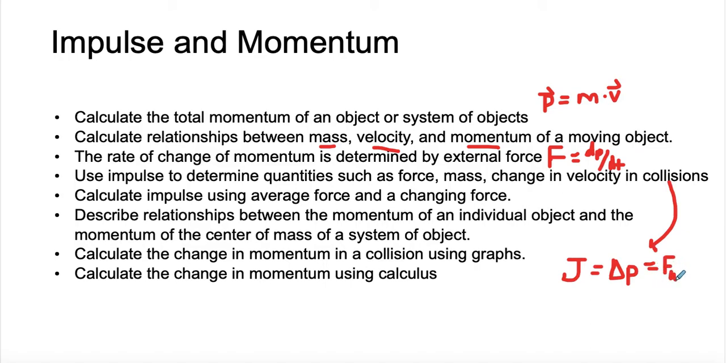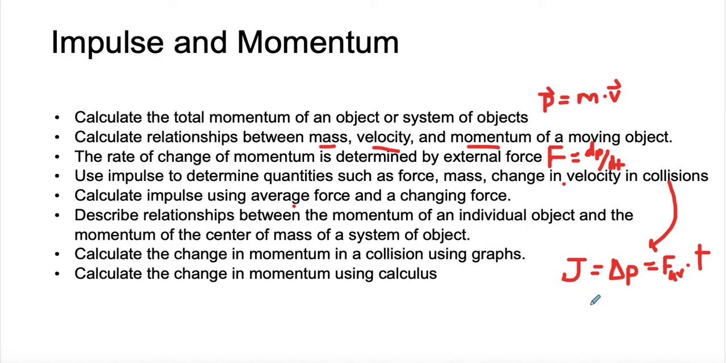And being able to use this function right here, times whatever change in time it is, you can calculate things like force. You can calculate mass, because momentum is mass times velocity. You can calculate a change in velocity, because mass times a change in velocity equals momentum. So using impulse to do that. So you can calculate impulse using average force, and then that's this one.